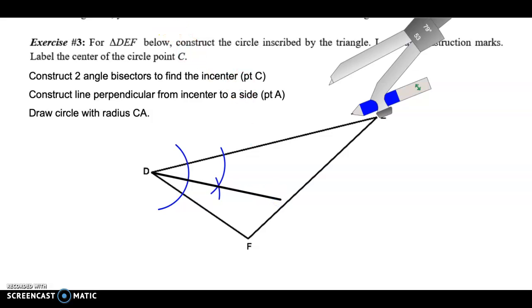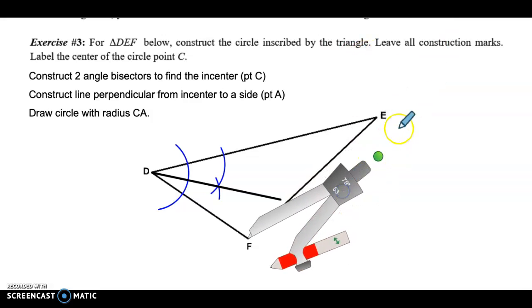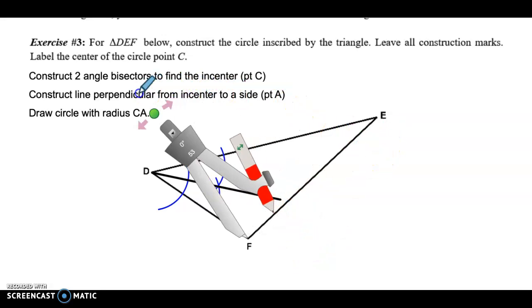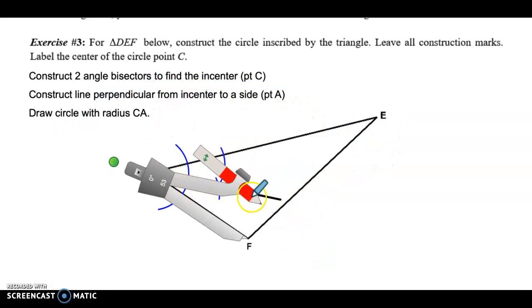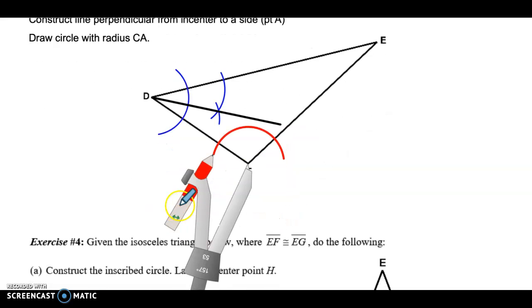And then I have to do one more angle bisector, because the point where the angle bisectors meet, that is my incenter. That's going to be the center of my circle. So I'm going to do the same thing, and I'm going to do it for F. I draw an arc.